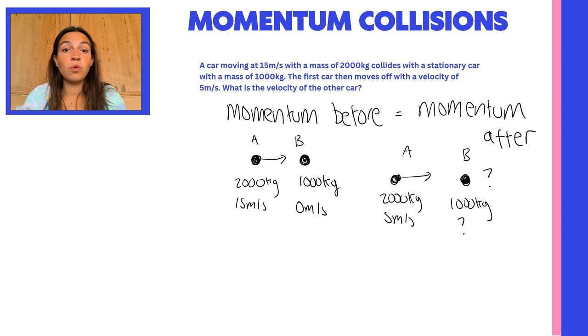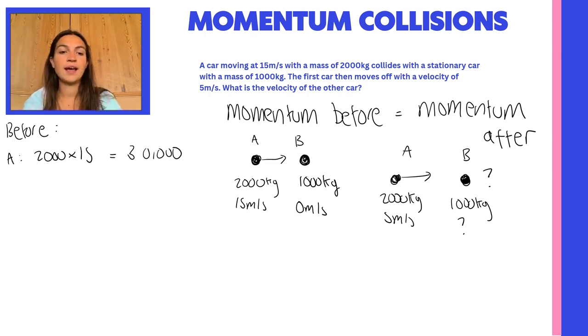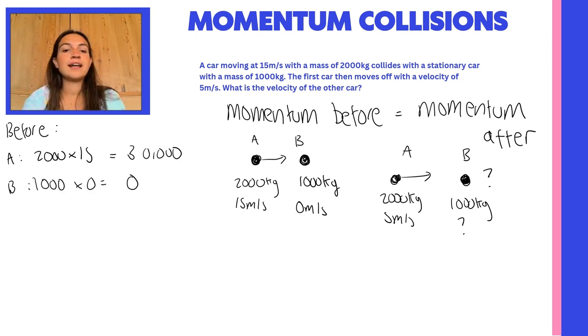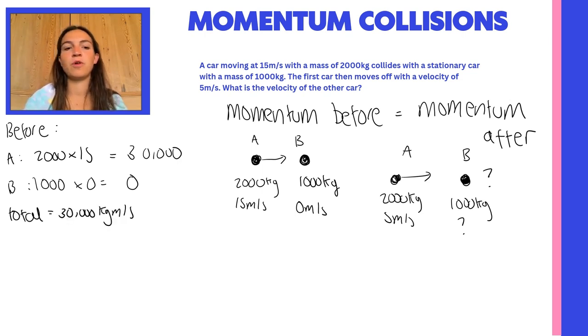I'd start with all of the befores, that is, calculating all of the momentums of the two cars before. I'm going to start with car A, its mass 2,000 times its velocity 15 gives me 30,000. Then I calculate the momentum of car B, its mass 1,000 but it's stationary, so multiply by 0 gives me 0. Then I can find the total momentum before by adding those two together, and so that is 30,000 kilogram meters per second.